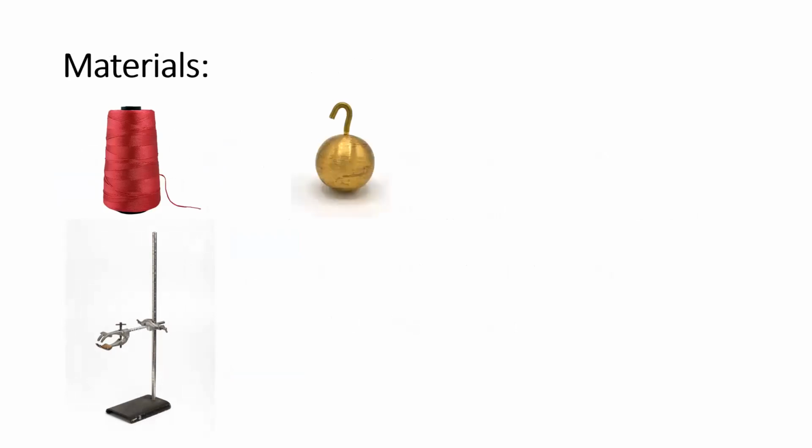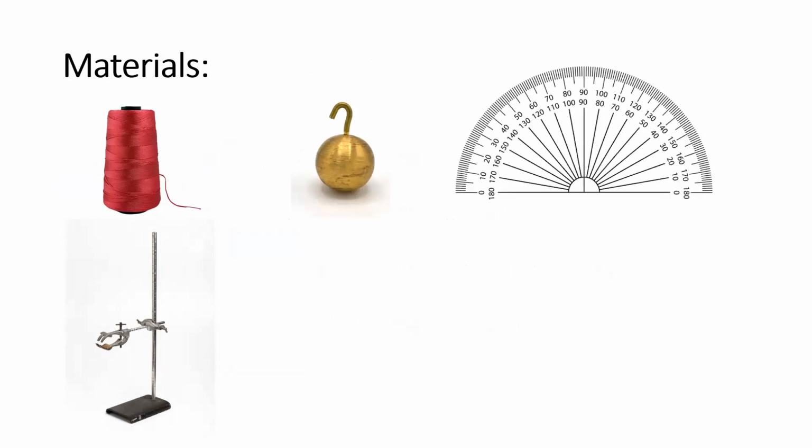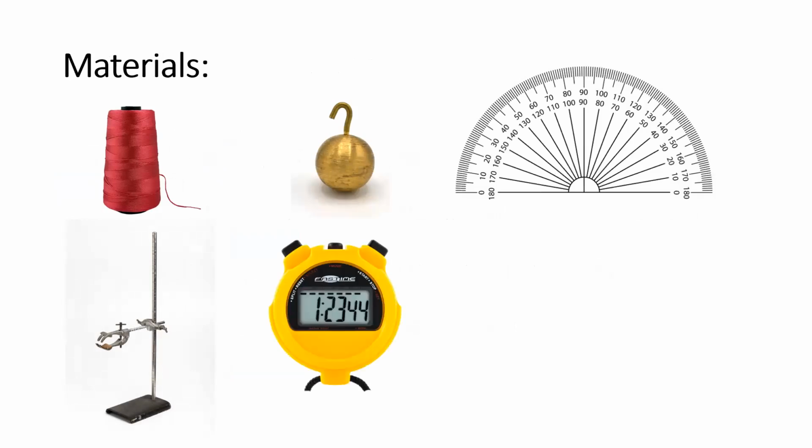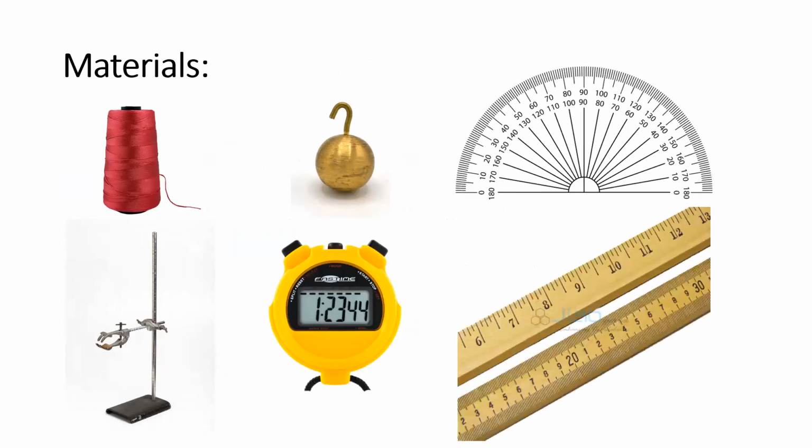A bob, a small mass, like a metal or plastic ball. A protractor, to measure angles. A stopwatch or timer. A ruler or measuring tape.